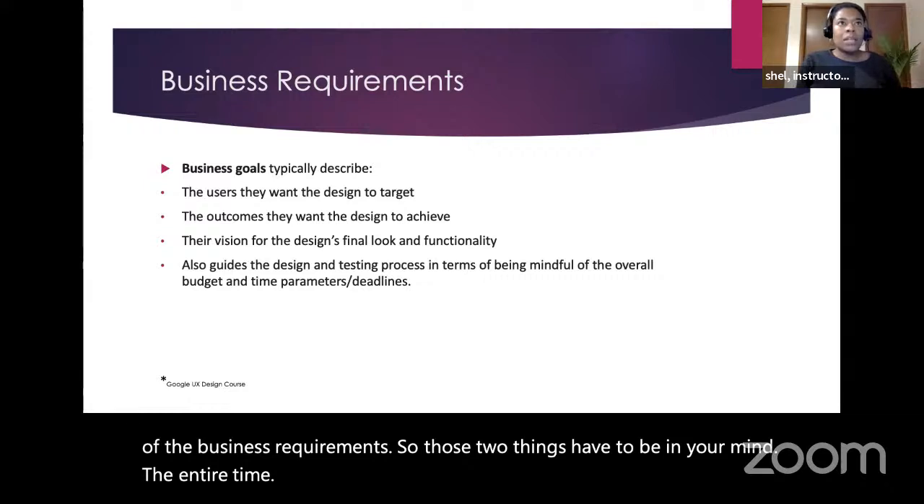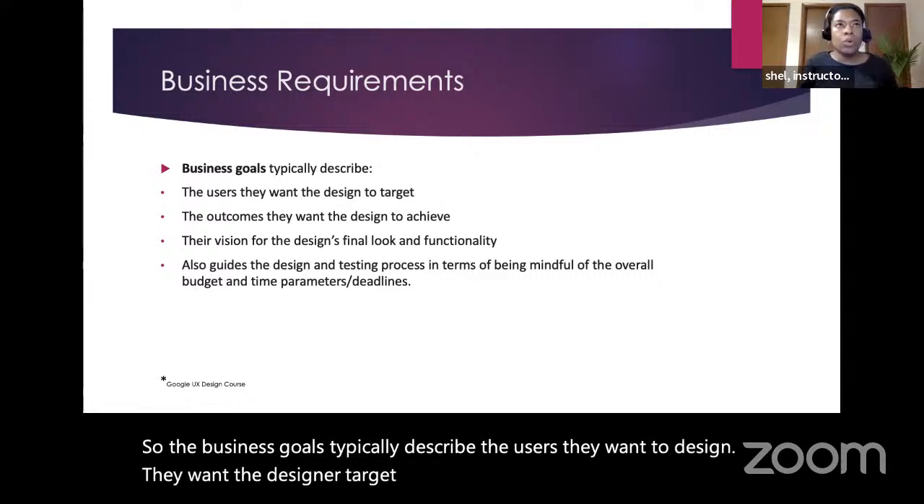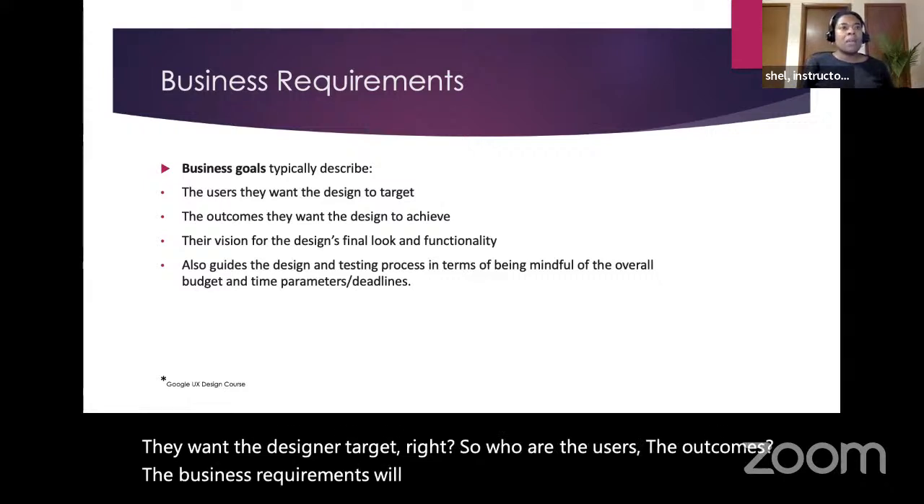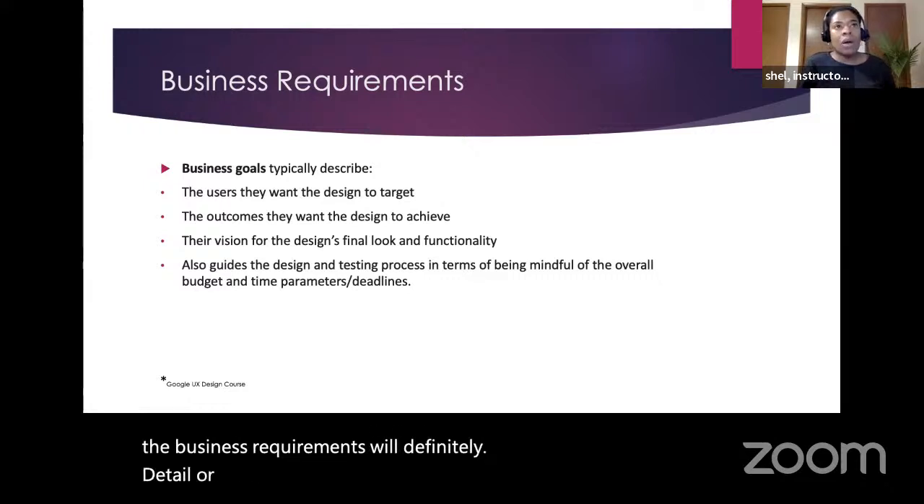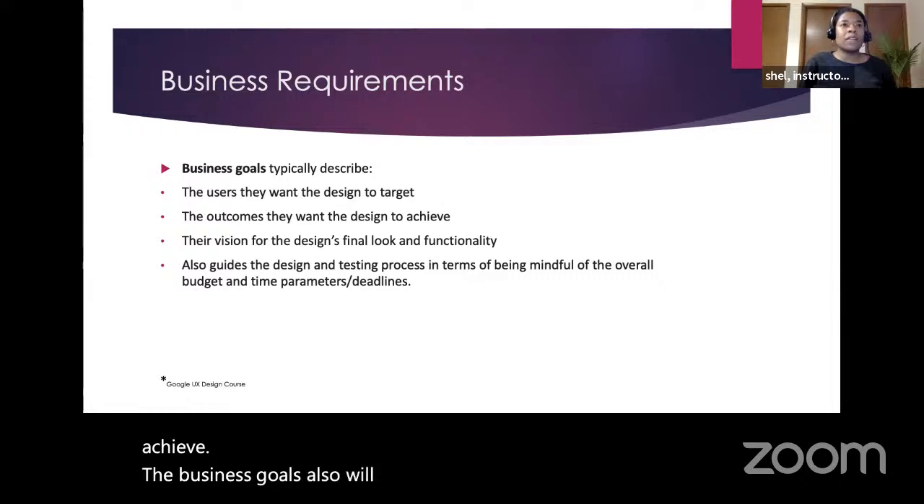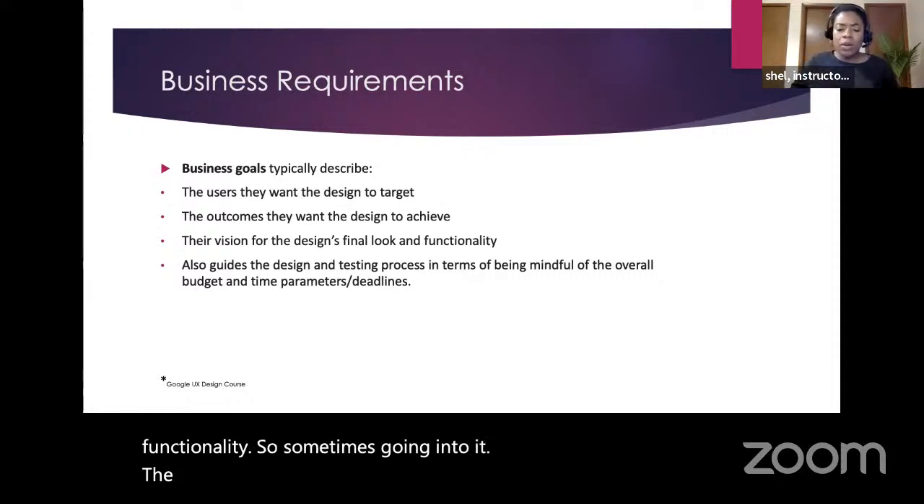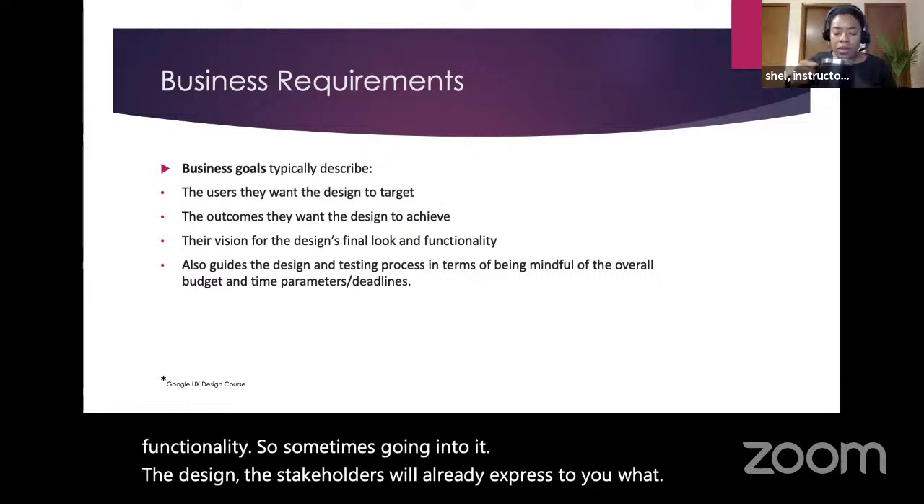So the business goals typically describe the users they want the design to target, right? So who are the users, the outcomes, the business requirements will definitely detail, or they should detail, the outcomes that they want the design to achieve. The business goals also will go is their vision for the design's final look and functionality. So sometimes going into the design, the stakeholders will already express to you what their vision is for the final product.